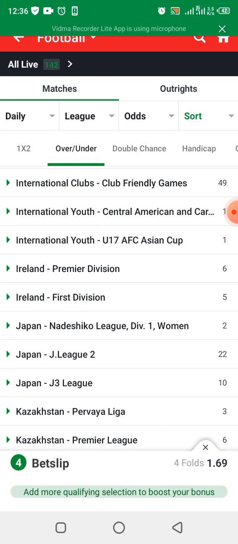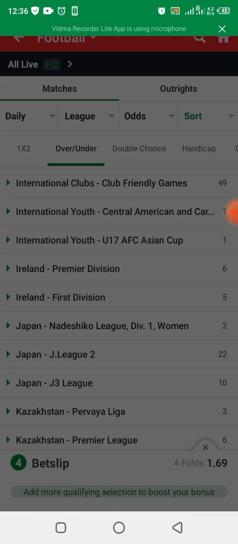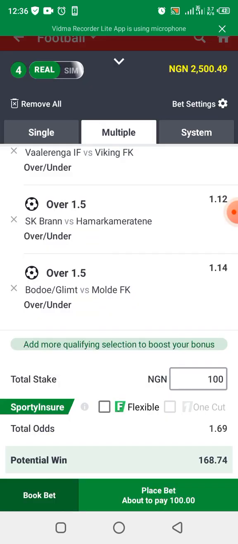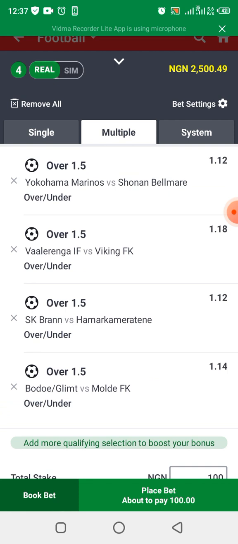So I want you guys to continue from where I stopped. As you can see, I've been able to predict just 4 games using the strategy. Yokohama Marinos versus Shonan, I've used the strategy on it. Valerenga and Viking, I used the strategy on it. SK Brann, I used the strategy on it. Bodo Glimt and Mjondalen, I used the strategy on it.